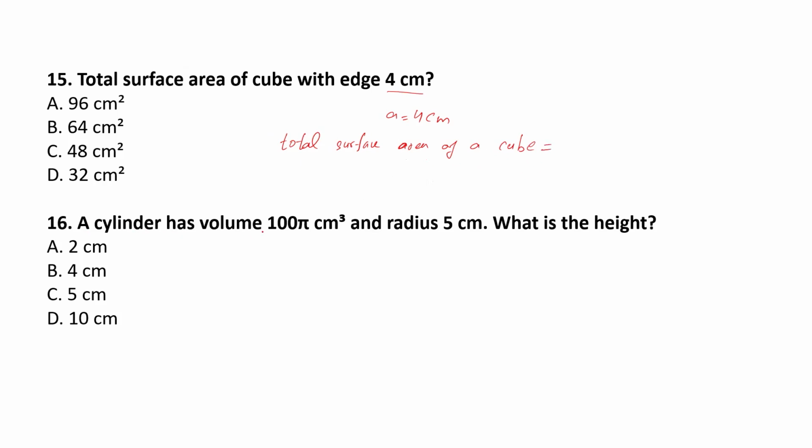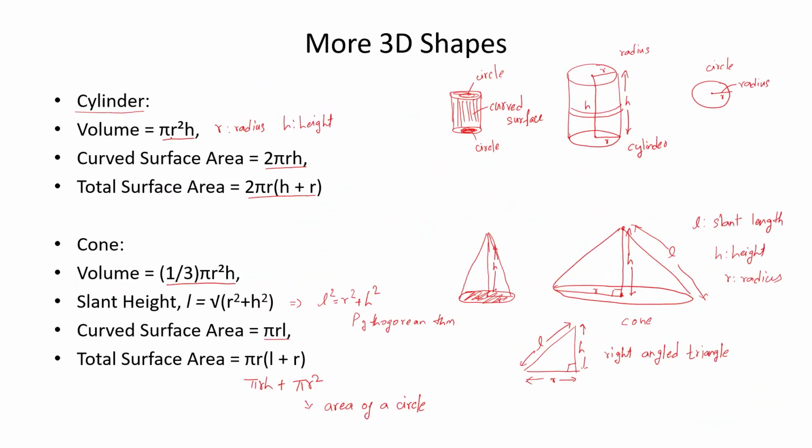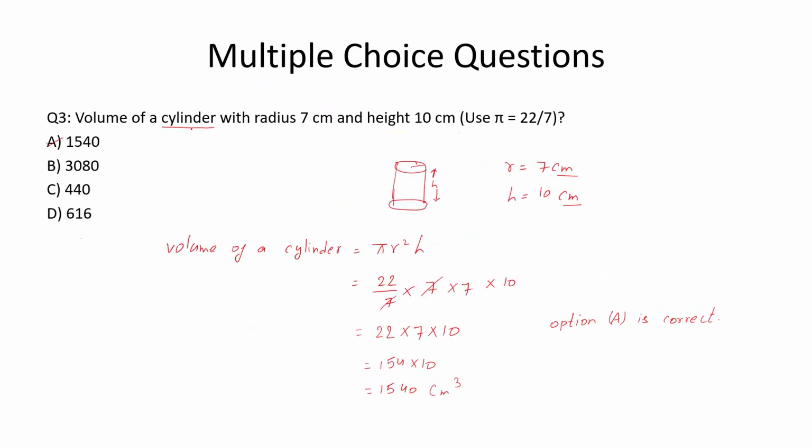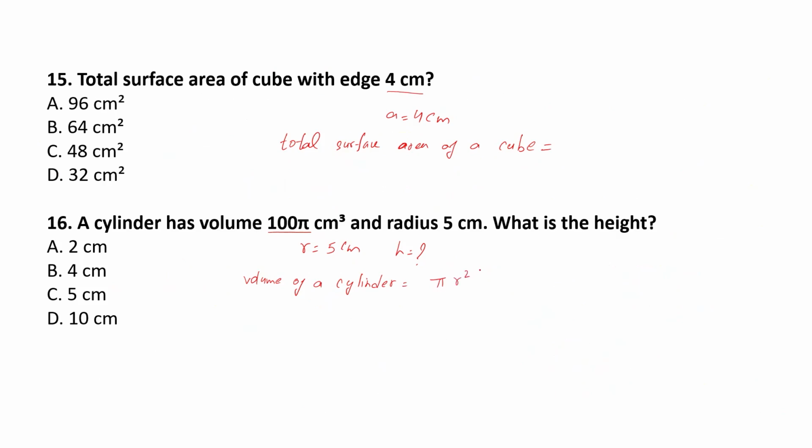Next is a cylinder has volume 100 pi centimeter cube with radius 5 centimeter. What is the height? So again volume is given, you have to compute height. So R is given to be 5 centimeter. H we don't know, H we have to compute. What is the formula for volume of a cylinder? We have to go and check. Here we have cylinder. Volume of a cylinder is pi r square h.